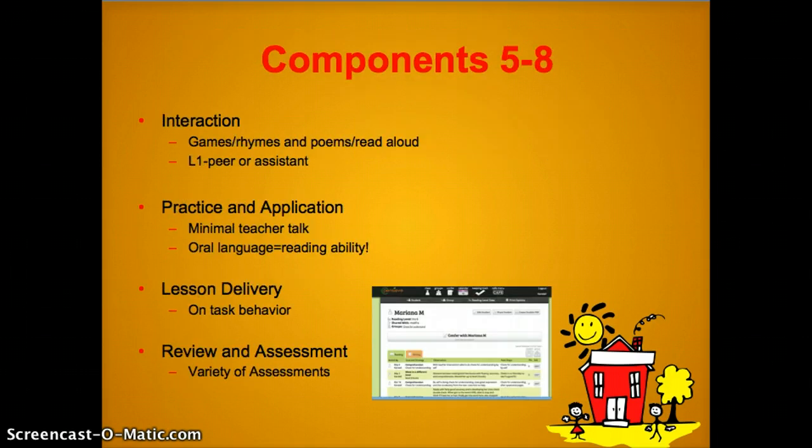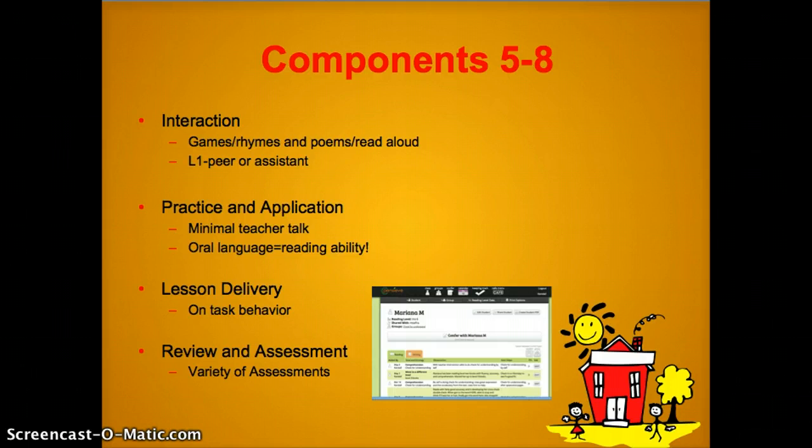In the interaction component, the interaction between teachers and students should be upbeat. Games, rhymes, poems, and read-alouds are all good ways to lower the affective filter and engage students. L1 should be encouraged throughout with the teacher, assistant, and peers.